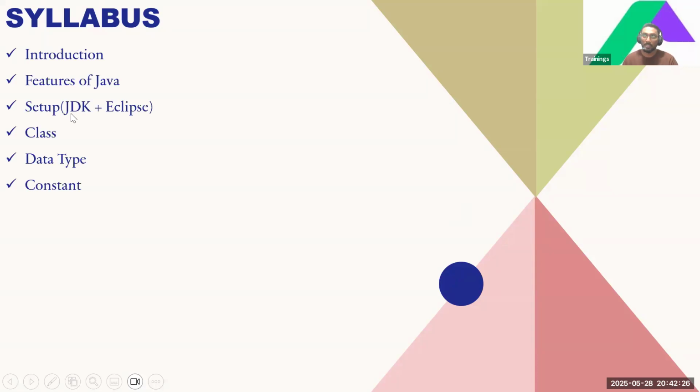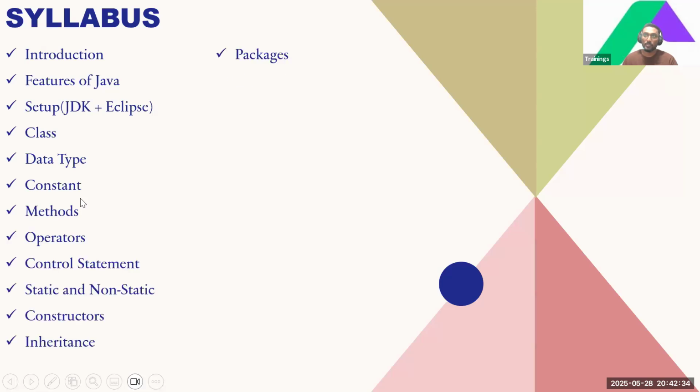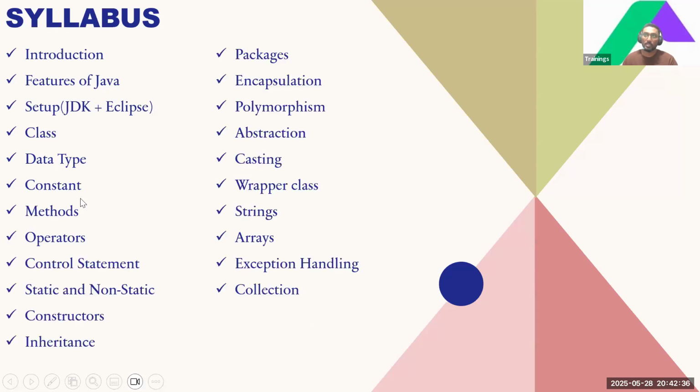Then we'll be doing the setup of JDK and Eclipse. Then we'll be starting with the actual concepts of Java: class, data type, constant, methods, operator, control statements, static, non-static, constructors, inheritance, packages, encapsulation. All these concepts. And at the end, we will spend some time on understanding the guidelines on interview programs.